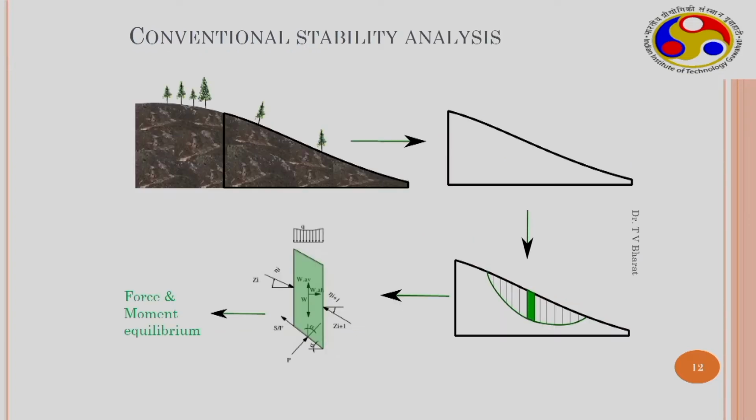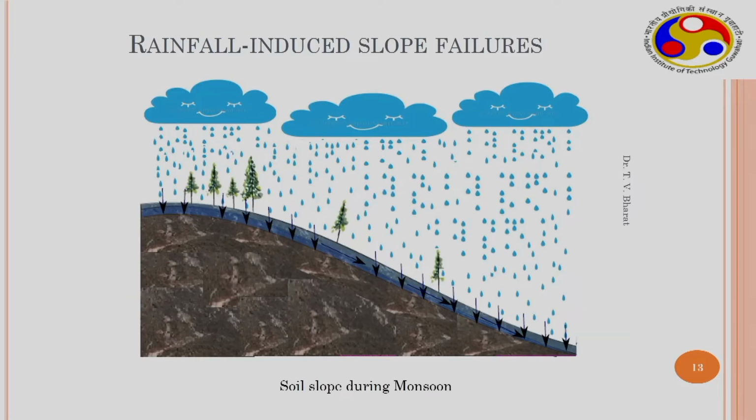So this we analyze using conventional stability analysis, where each slice is analyzed for force and moment equilibrium, and then we find out the factor of safety. However, during rainfall water may seep into the ground surface or the slope, and then the air-water interface may disappear because the pore airspace will be replaced with water, and you may have essentially only a two-phase system, that is water and soil solids.